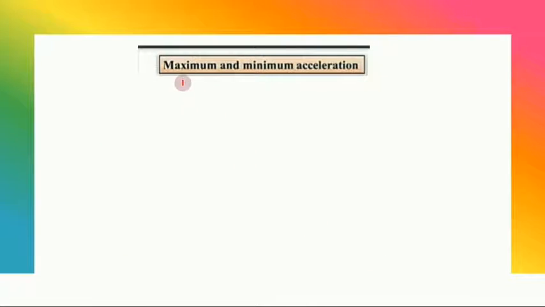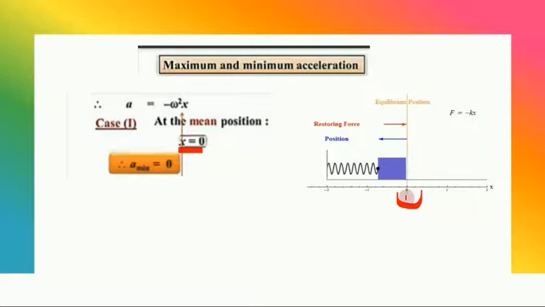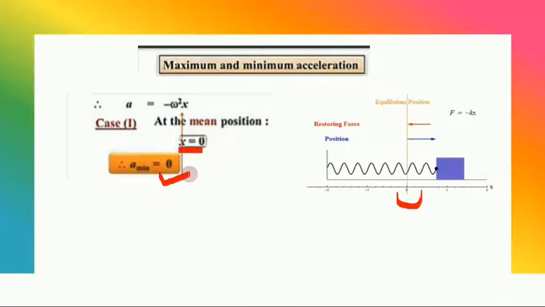Now we will see what the maximum and minimum acceleration are. To find this, we know that acceleration is equal to minus omega square x. At the mean position, the displacement is 0. Here it is the maximum displacement, and when it reaches the mean position, its displacement is 0. Therefore x is equal to 0, so a minimum is equal to 0, which means that the minimum value of acceleration is 0 at the mean position.